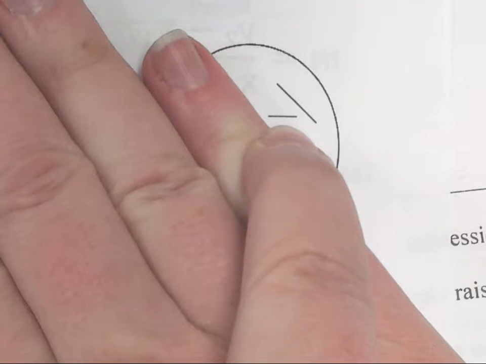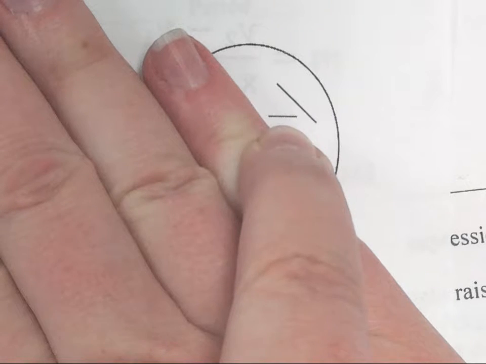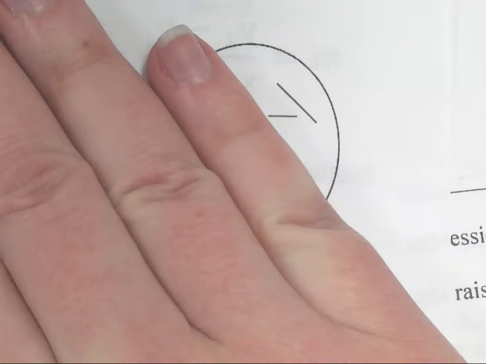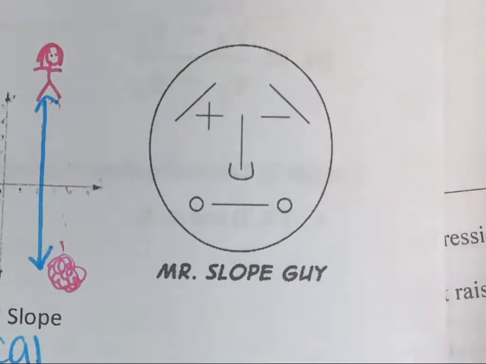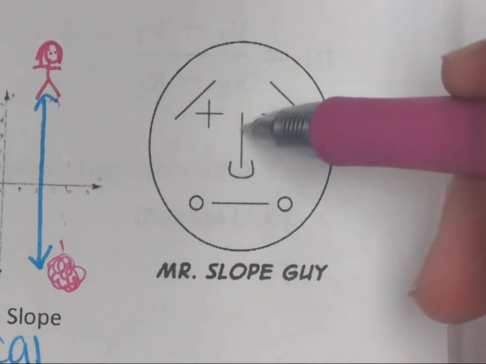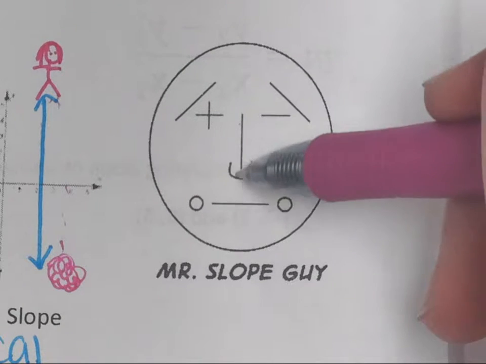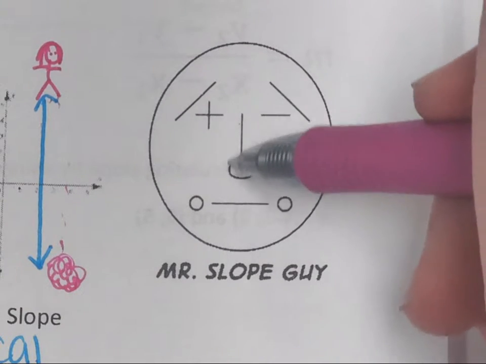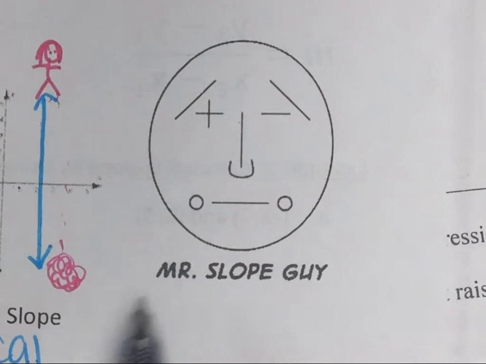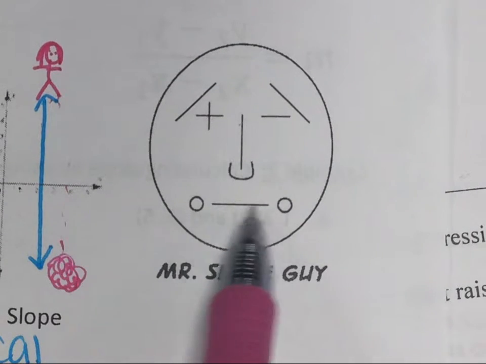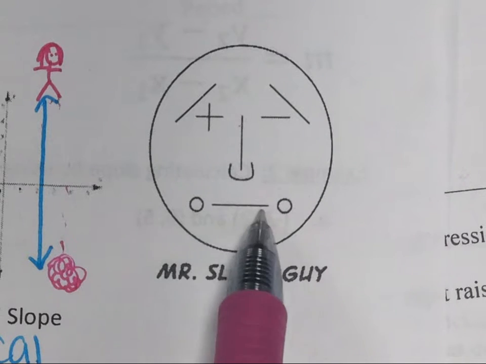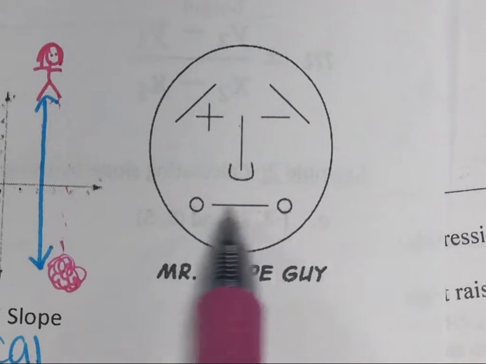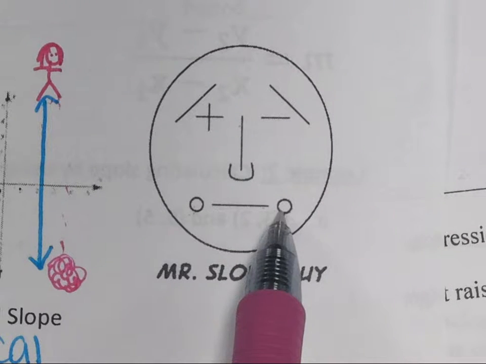His right eye is a negative sign, and that eyebrow is going down. It's decreasing, so that's a negative slope. His nose is going up and down, so we have a vertical line here, and underneath is the U for the shape of his nose, so we remember up and down is undefined. His mouth is horizontal with two little dimples that are so adorable, so we remember horizontal is zero slope.